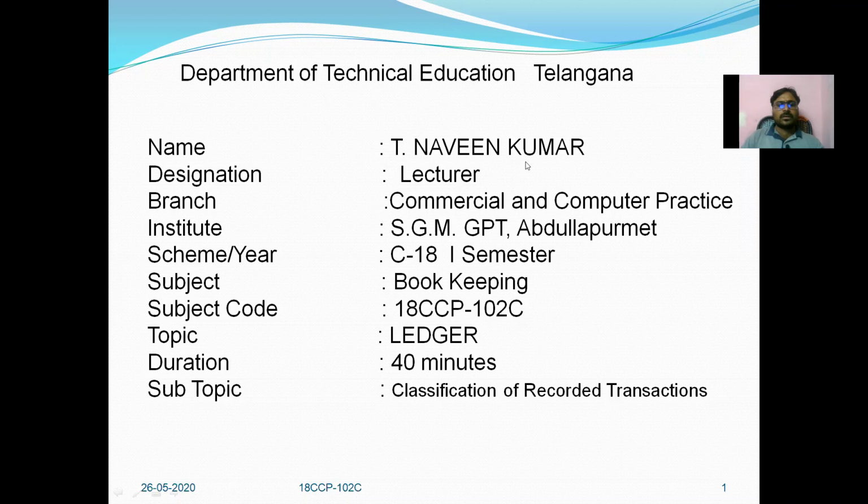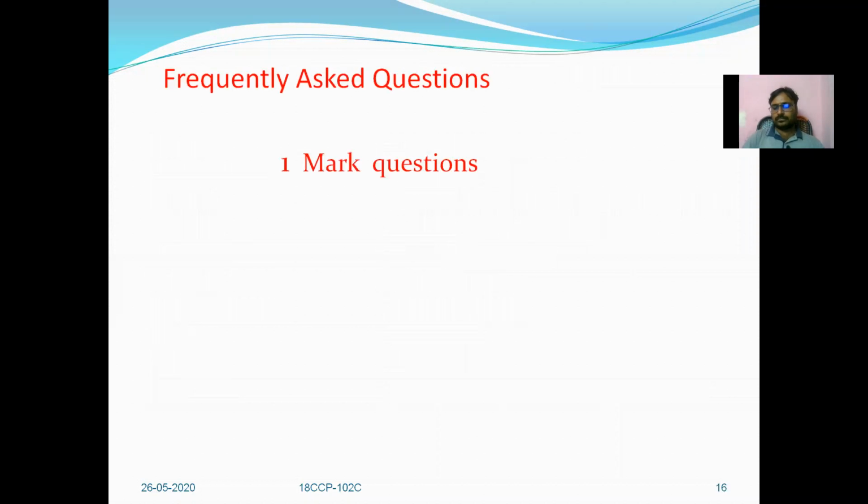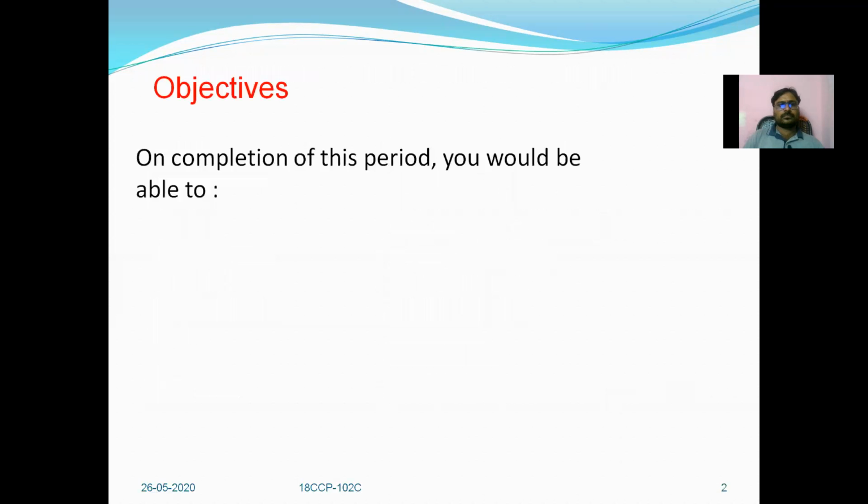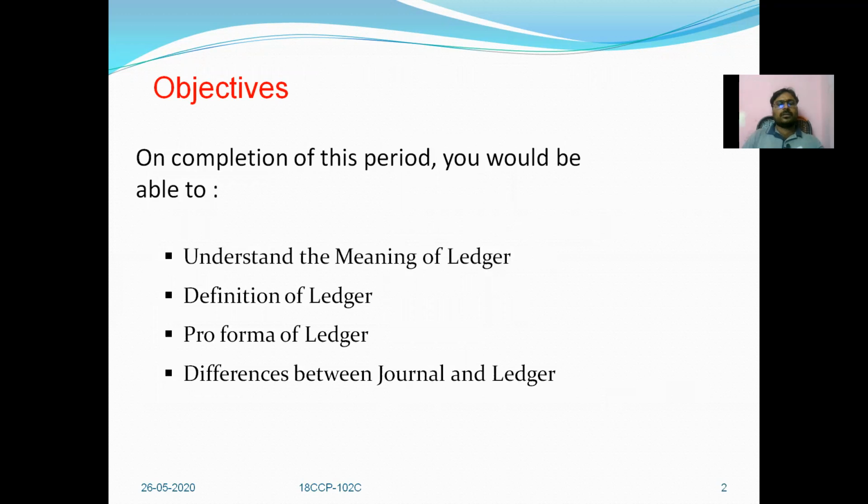Good morning. Our new topic is classification of recorded transactions in the chapter on ledgers. Objectives of the presentation: on completion of this period, you will be able to understand the meaning of ledger, the definition of ledger, the pro forma of ledger, and the differences between journal and ledger.